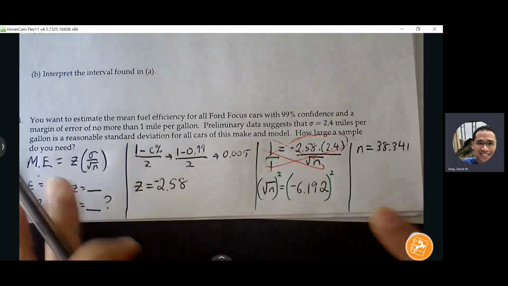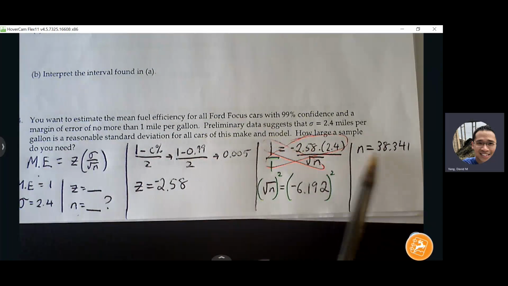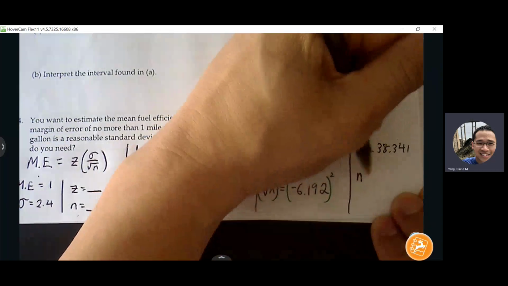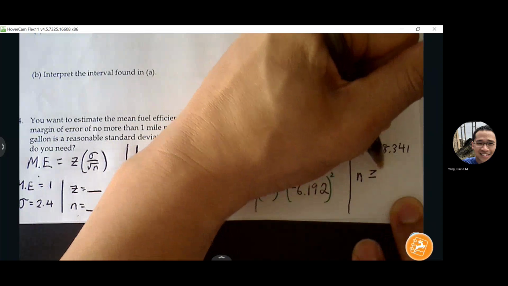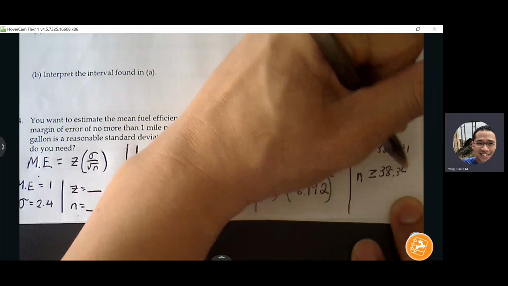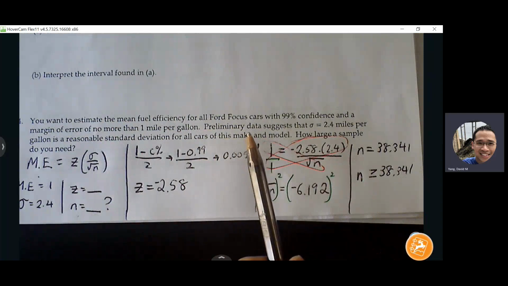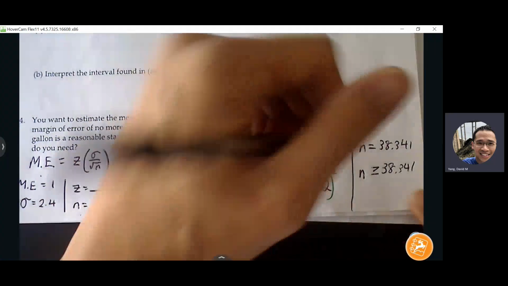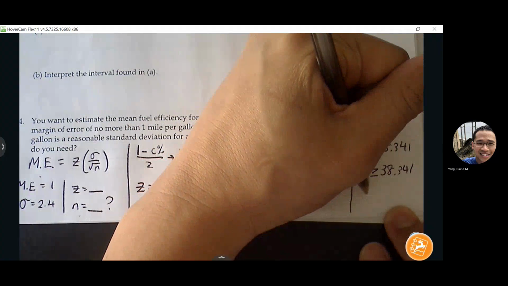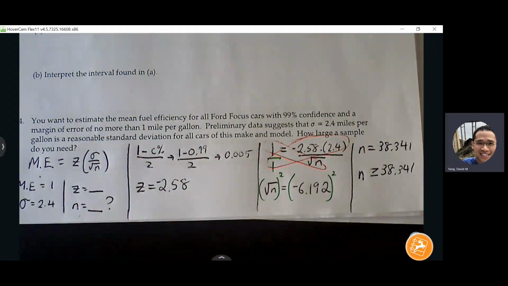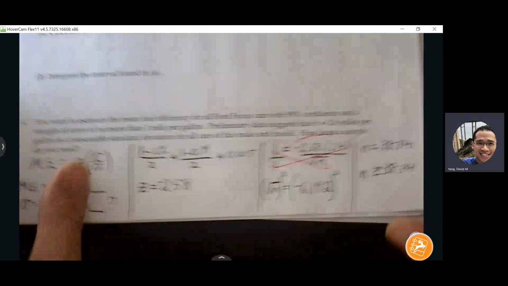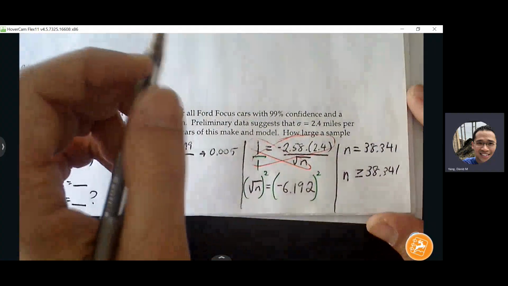So how large a sample do I need? I need greater than or equal to this value. So n is greater than or equal to 38.341 in order to earn that margin of error. So a sample of at least 39 cars of this model. So I've got to round to the nearest whole number here.